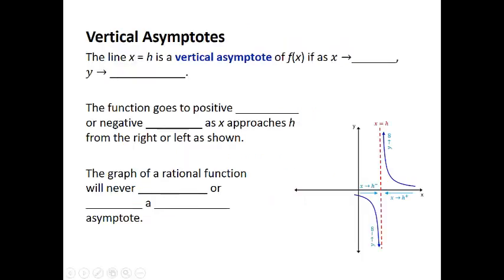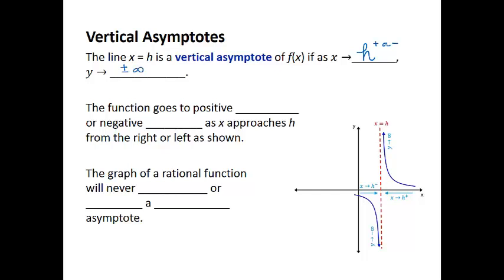So a vertical asymptote is a vertical line, so it does have an equation of the form x equals h. This line is a vertical asymptote of the function f of x if, as x approaches h from the right or left, y is approaching positive or negative infinity.